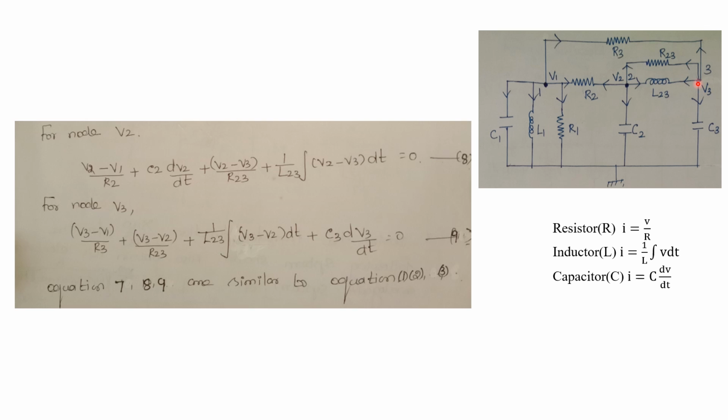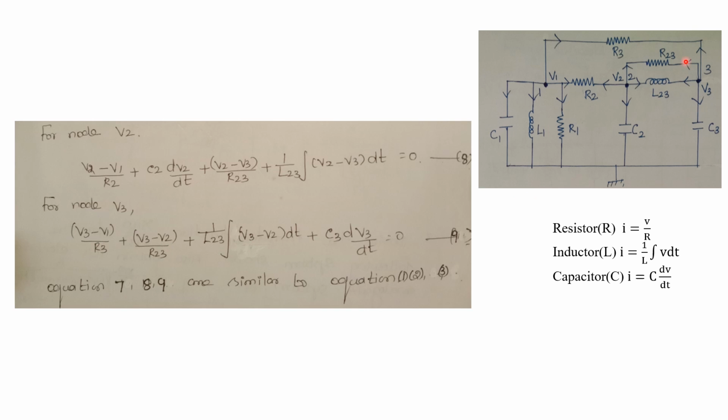Similarly, we have to write the equation for node 3 by applying Kirchhoff's current law. At node 3, first we can write this R3. What's the current flowing through this R3? The voltage drop across R3 divided by the R3 value. Here we have to assume this direction, that is this arrow, from V3 to node V1. So the voltage drop across this R3 will be V3 minus V1 divided by R3. That's the first current.